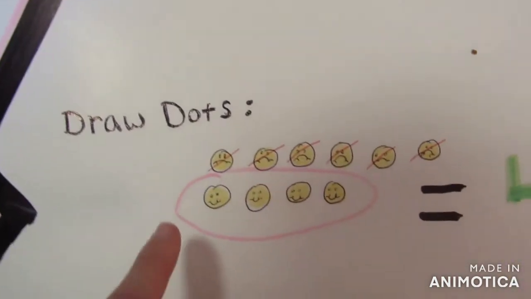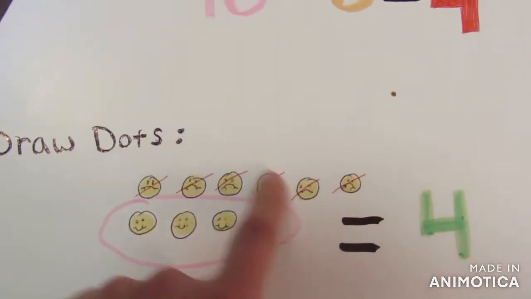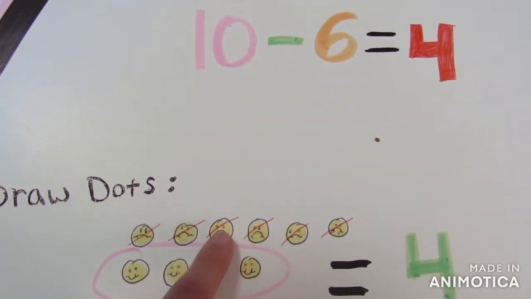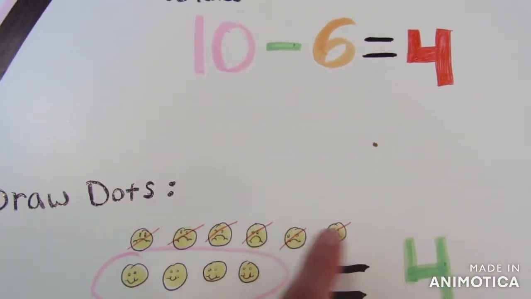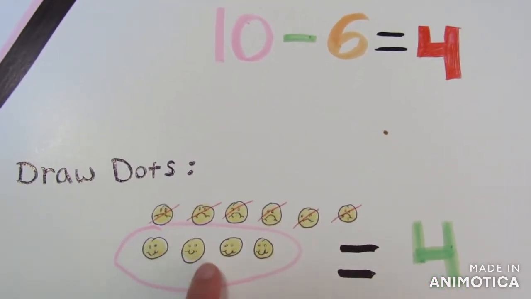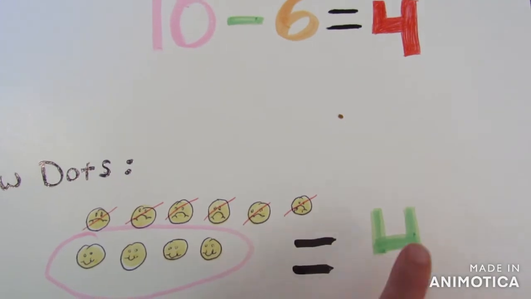So this time on our draw and dots, we're going to start with the whole number of 10, and we're going to mark out 6 of our dots, and then your remainder will be 4. So like 1, 2, 3, and 4. So the answer is 4.